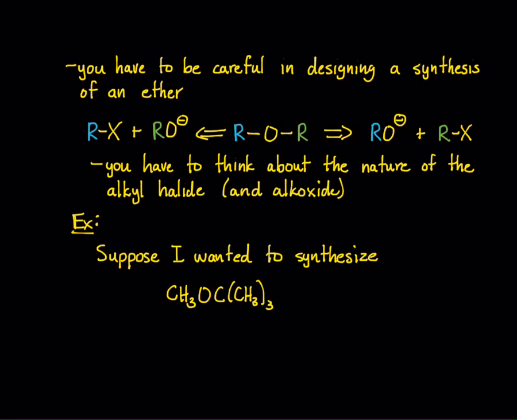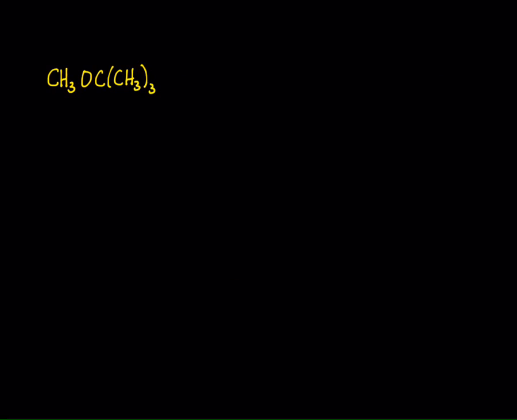So now, let's say I want to make tert-butyl methyl ether. How would I go about doing it? Well, let's take a look at the two possible pathways. In the first one, let's say I use methoxide and I use tert-butyl bromide. So this is one possible pathway that I could take using methoxide and tert-butyl bromide. Now the other way would be to use methyl bromide and tert-butyl alkoxide.